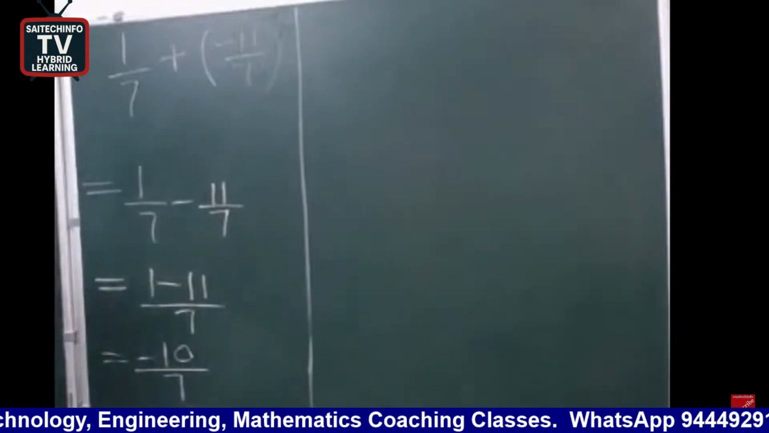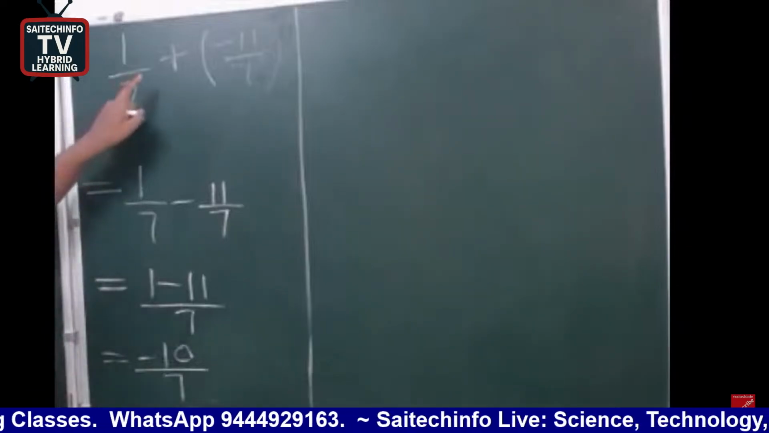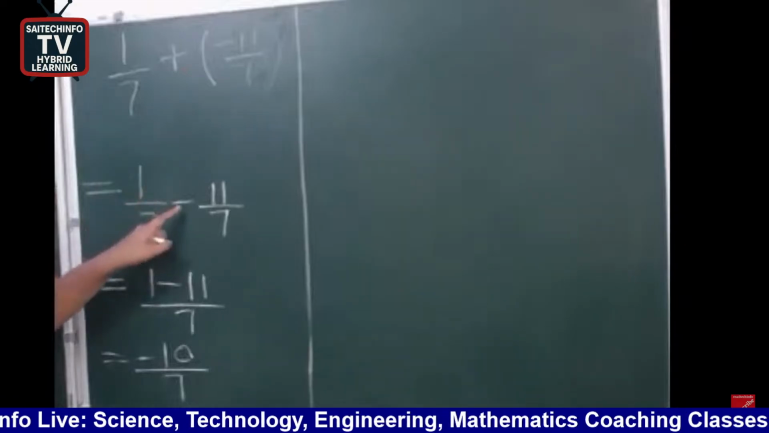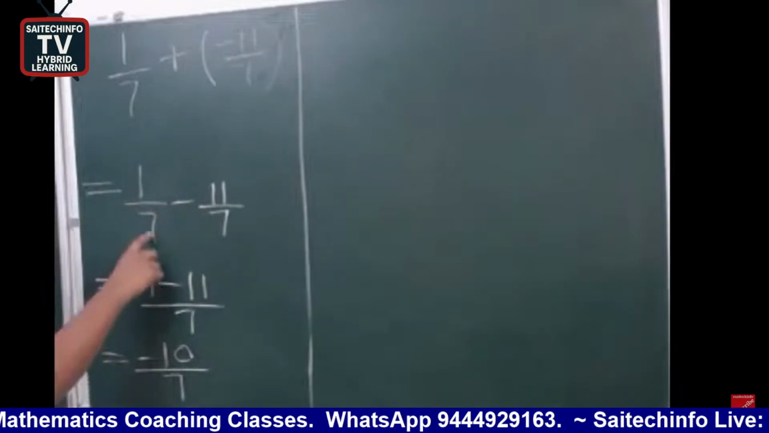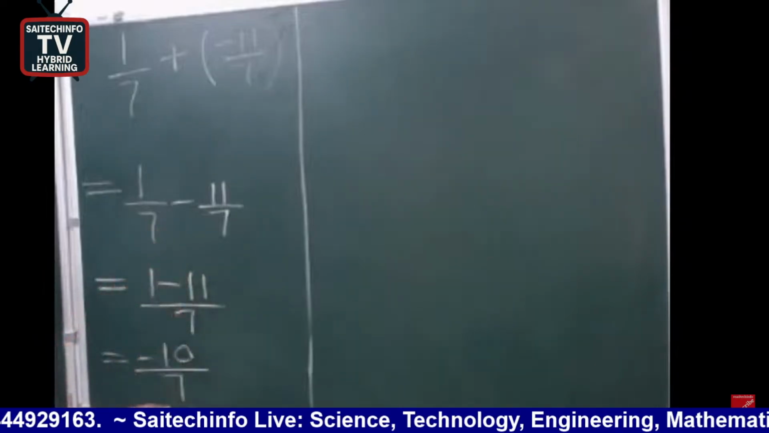Sir, minus 10 by 7. Explain. Sir, minus into plus வந்து minus sir. So 1 minus, 1 by 7 minus 11 by 7 போட்டேன். அதுக்கப்புறம் இது ரெண்டுமே டினாமினேட்டர் ஈக்குவலாக இருந்ததால அப்படியே போட்டேன் சார்.